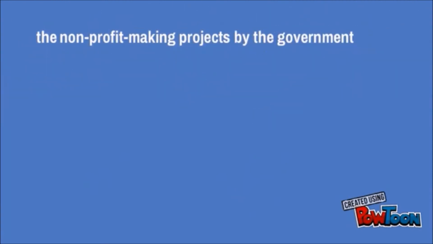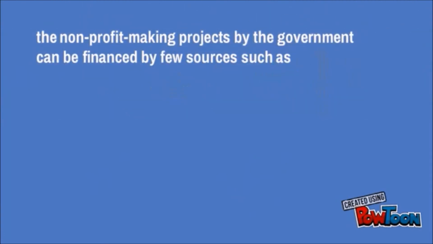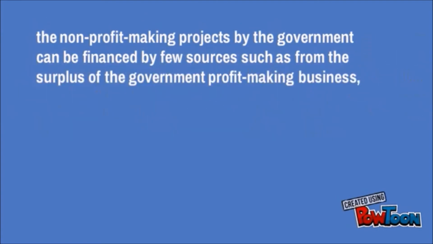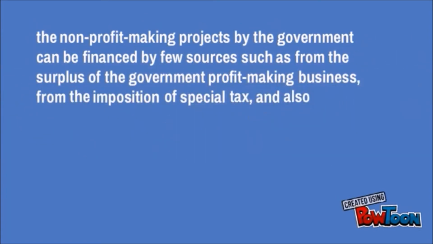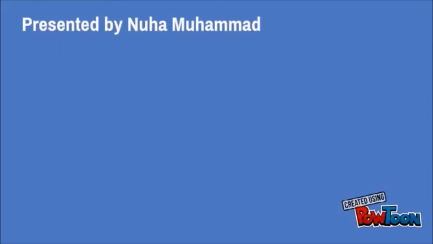On the other hand, the non-profit-making projects by the government can be financed by a few sources, such as the surplus of the government's profit-making business, the imposition of special taxes, and also the general revenue. Interest is involved in borrowing for military purposes, but in Islam, interest-bearing loans for war are strictly prohibited. In order to achieve economic stability at a high level, a Muslim government could spend less than full employment proceeds.